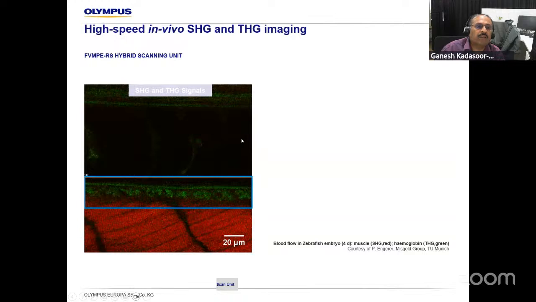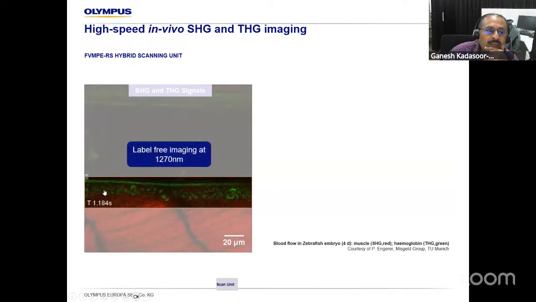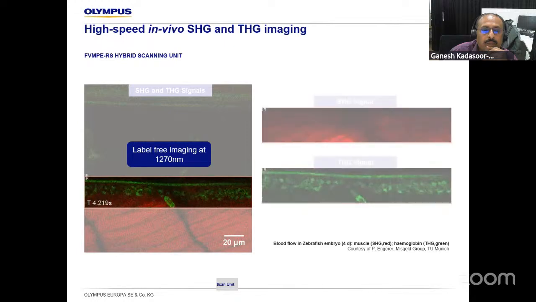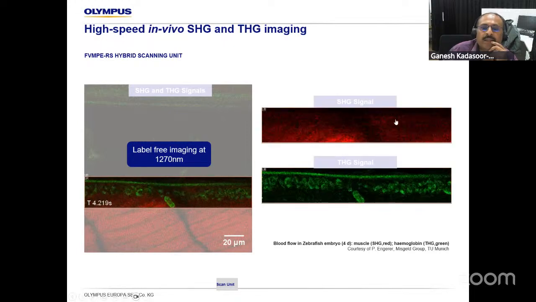See here. So there are two signals of blood flow in the zebrafish embryo. Now I am imaging here. This is the blood which is flowing. The other one at the bottom is the embryo. So the muscle is the red one, and hemoglobin is the green one, where you can follow and you can track them. Here, this is the muscle and this is the hemoglobin.